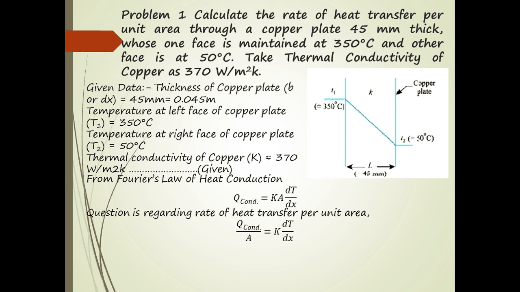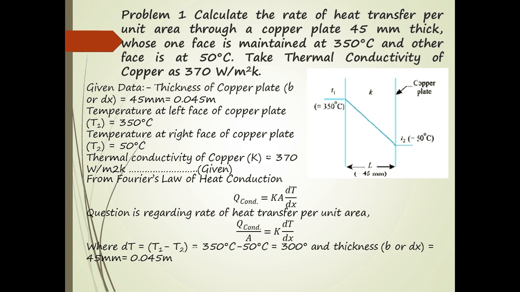But here the rate of heat transfer per unit area is asked, that's why I take this area to the left hand side and write down this equation again, where dT is T1 minus T2, 350 minus 50, that is equal to 300, and thickness, that is dx, is given as 45 mm, that is 0.045. Substitute all the data, we will get the required answer as Q conduction upon A, K is 370 into 300, that is the temperature difference, upon dx, its thickness. So we will get 2.466 into 10 raised to 6 watt per meter square.